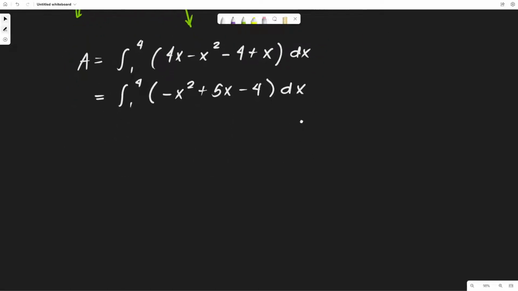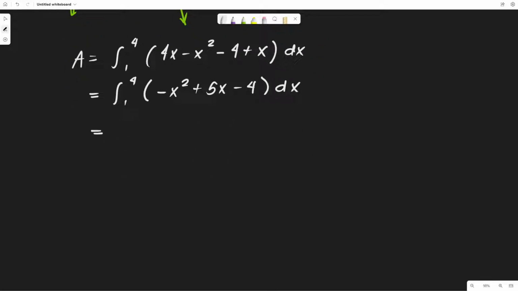Okay? So, we have negative x cubed over 3 plus 5x squared over 2 minus 4x evaluated from 1 to 4. Tapos substitute lang natin.